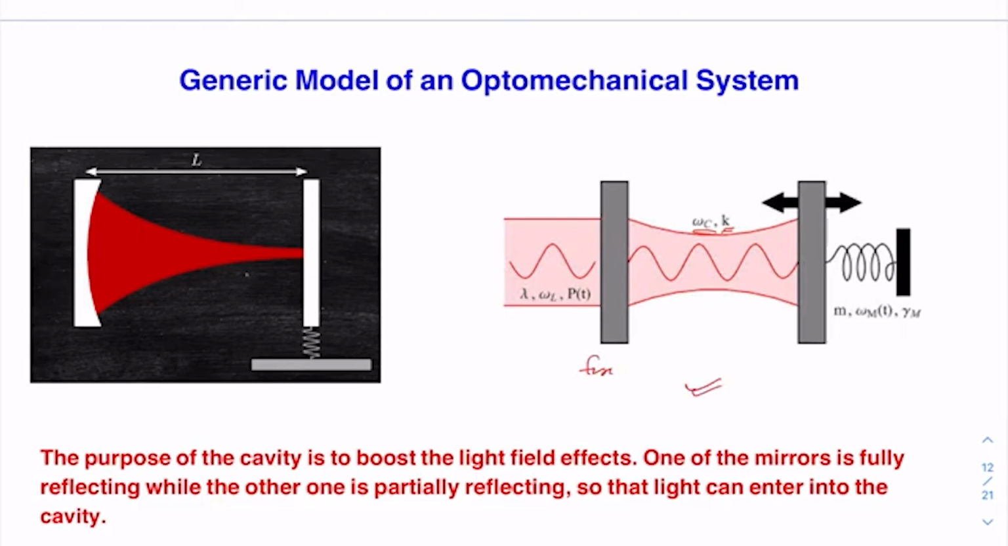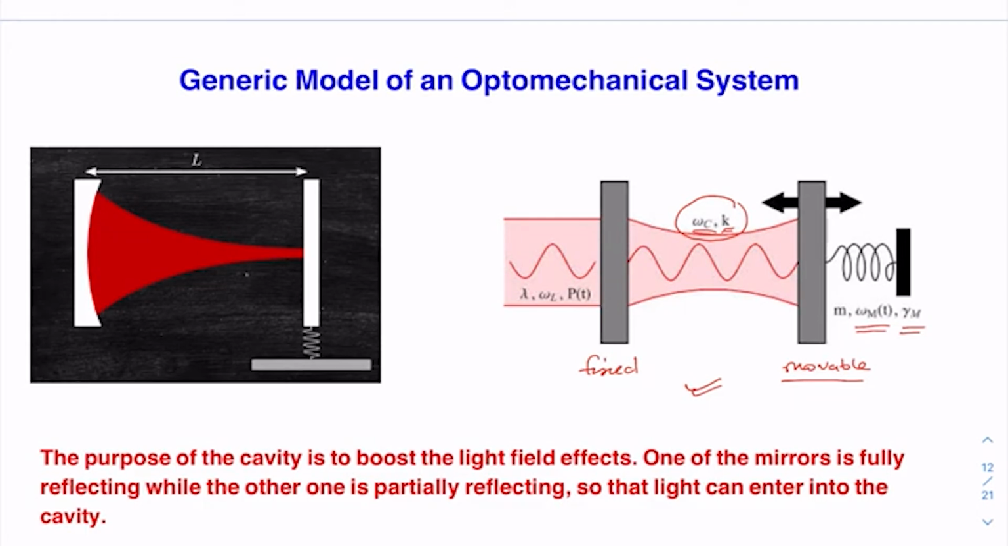We have a fixed mirror here, and another mirror is movable. Because this movable mirror is a vibrating oscillator, we can consider that it has some mass m and oscillation frequency omega m, and the quantum of vibration is the phonon. The phonon may decay at the rate gamma m. On the other hand, the cavity is characterized by the cavity resonance frequency omega c and the cavity photon decay rate, kappa.